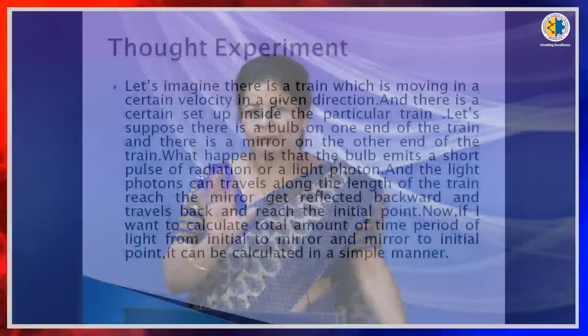So, in this slide we consider an example of a moving train, and inside the train an entire setup is given, so that we can do this experiment nicely. Let us suppose there is a bulb on one end of the train and a mirror on the other end of the train. So, the bulb is on one end, and on the opposite side one mirror is given, so that the bulb and mirror are working face to face.